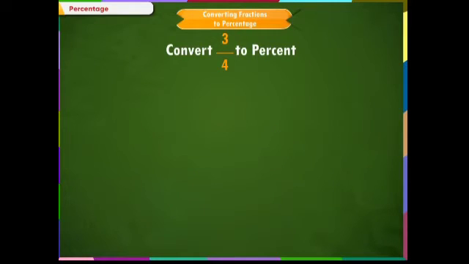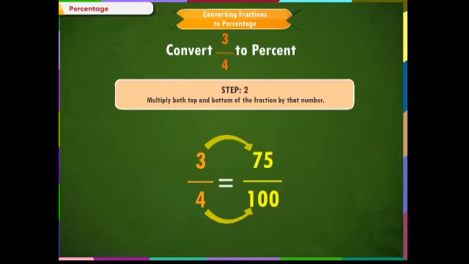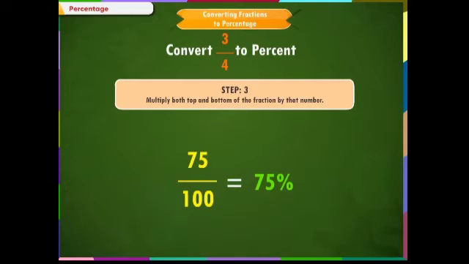Now, converting fractions into percentage. Convert 3 by 4 to percent. Step 1. Find a number. You can multiply the bottom of the fraction to get 100. For example, 3 by 4. 4 multiplied by 25 as well as 3 into 25. After multiplying, we get as 75 by 100. Then write down just the top number with the percentage sign. Thus, 3 by 4 equals to 75%.